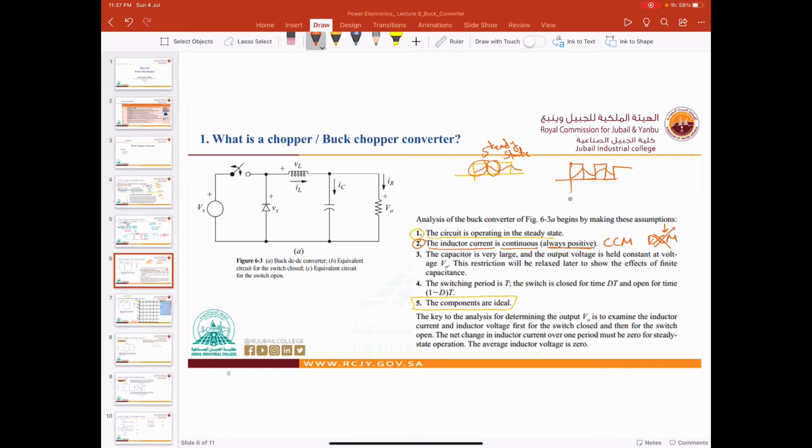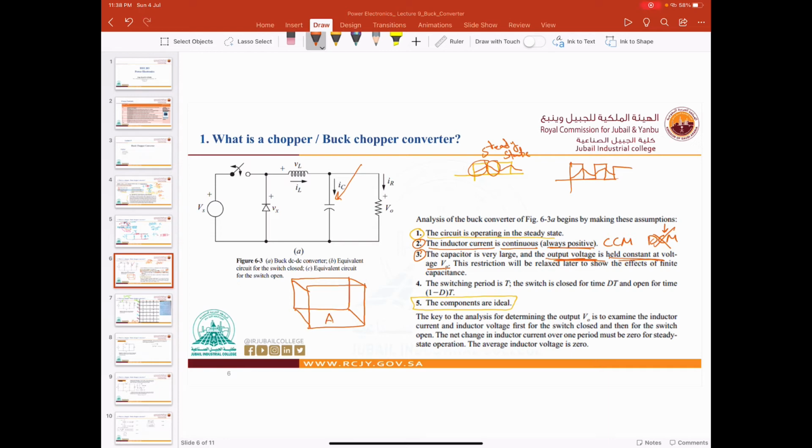Now, the fourth one is the capacitor. As you can see here, we need to assume that this capacitor is very large. Why very large? Because we need the output voltage, the V out, to be held constant. Now let us assume that our capacitor is like a tank. This is our tank.